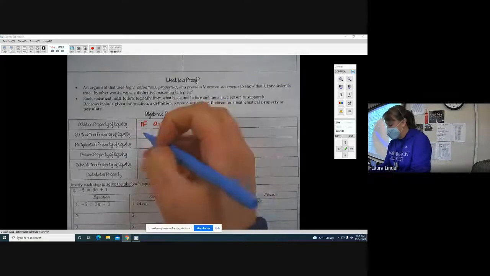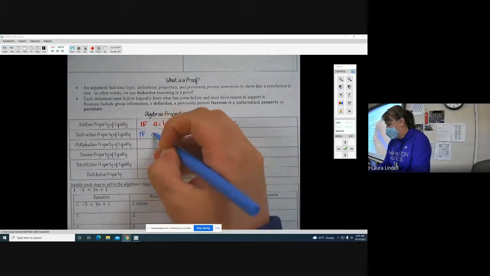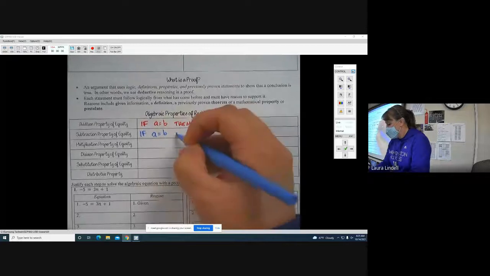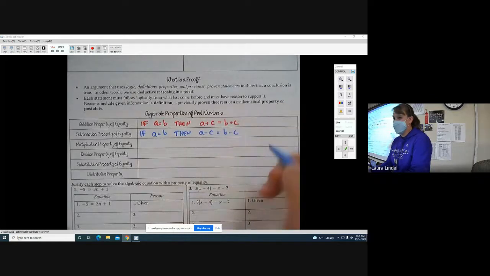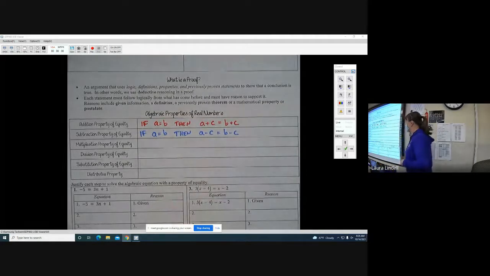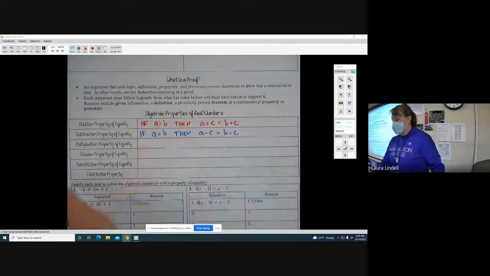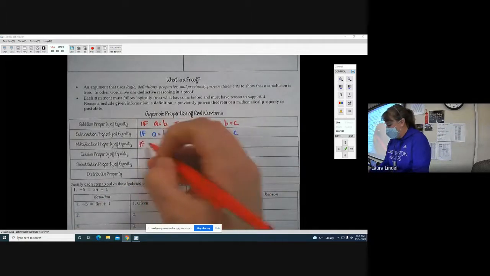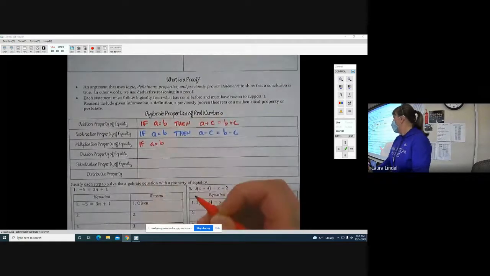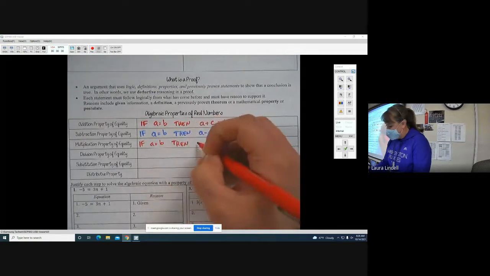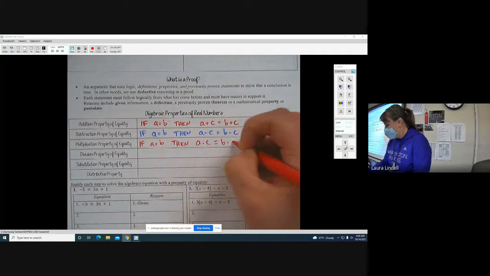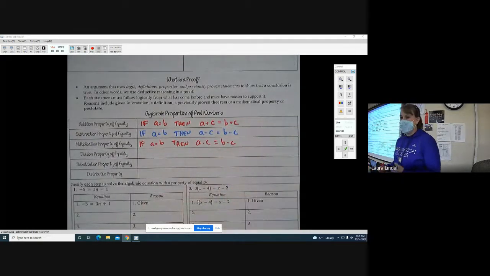So this one starts the same way. If A equals B, then A minus C equals B minus C, since it's a subtraction property and we're subtracting from both sides of the equation there. In fact, these first four all start with if A equals B. So for multiplication, if A equals B, then A times C equals B times C. You can multiply both sides of the equation by something.